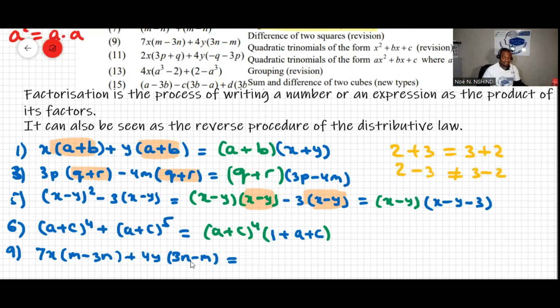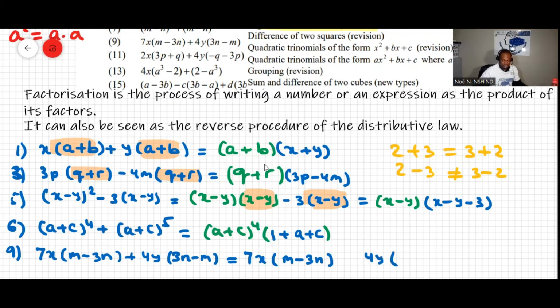Now, in cases like this, this is the strategy. We're going to rewrite this equation. It's going to be 7x open bracket m minus 3n. Now, over here we have 4y.